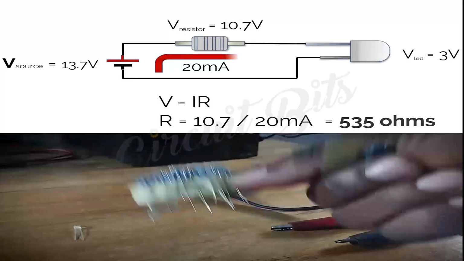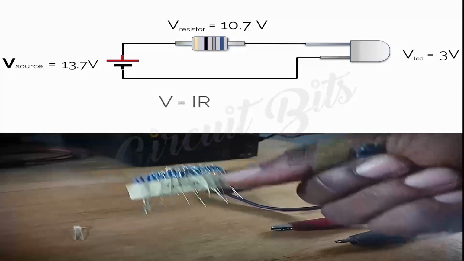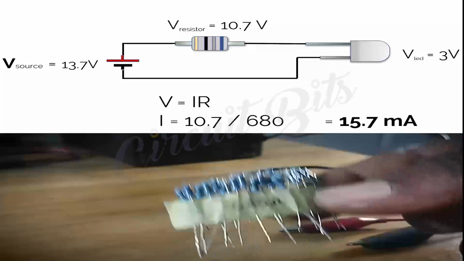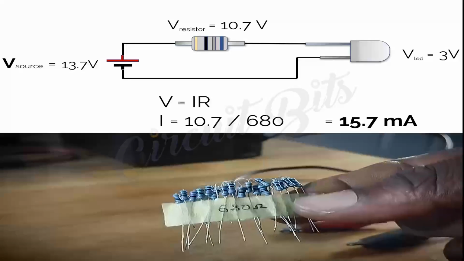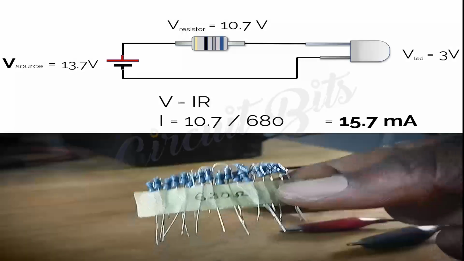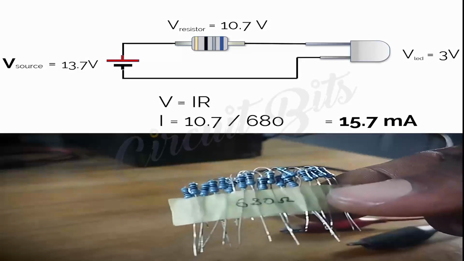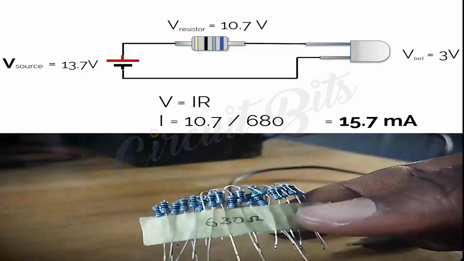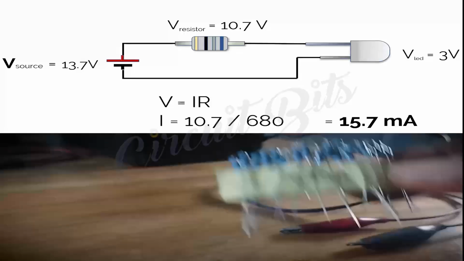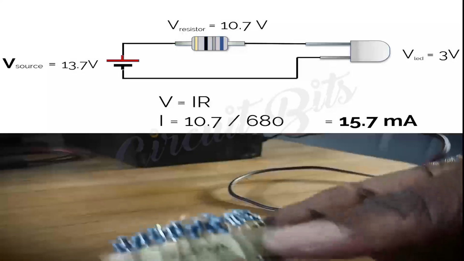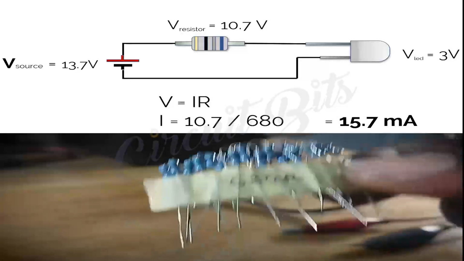So I have to find out what current 680 ohms will allow to go through my LED, and we'll do that by dividing 10.7 volts by the value of the resistor I have. So we'll get the amount of current that will be flowing through the resistor. The same current flowing through the resistor will be the same current that flows into the LED because they are in series. If we do that, we're going to have approximately 15 milliamps.